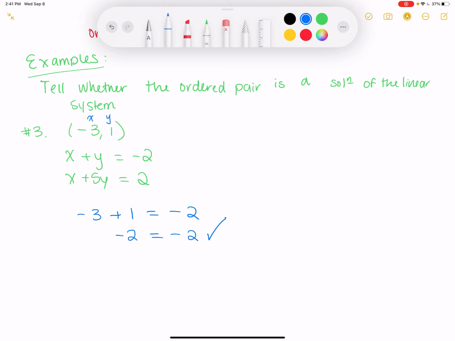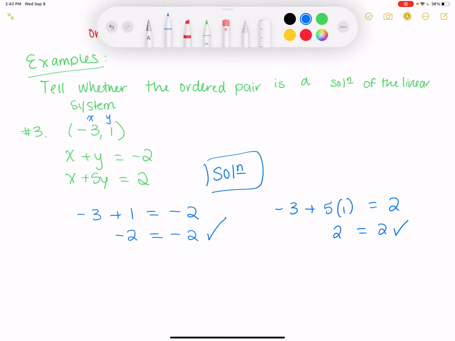Alright, well, I need to also check, because the point worked in one does not mean it's a solution of both, so I need to check it in the other one as well. So I'm going to put in -3 plus 5 times y is 1 is equal to 2. -3 plus 5 is 2, which is equal to 2. So this one is a solution.